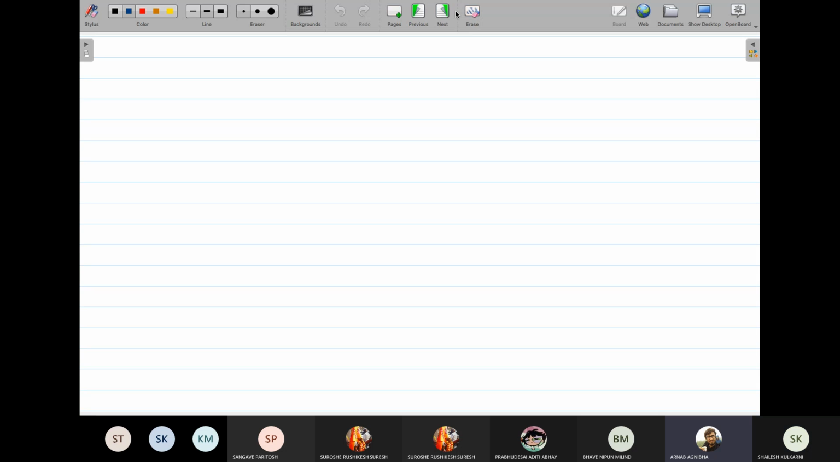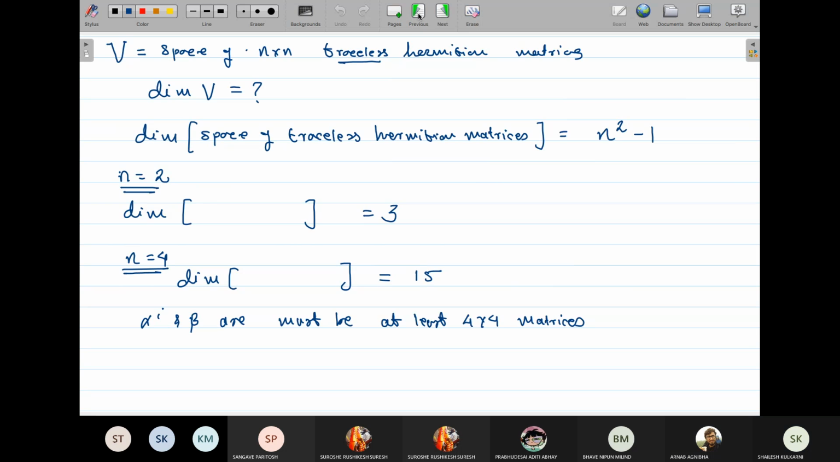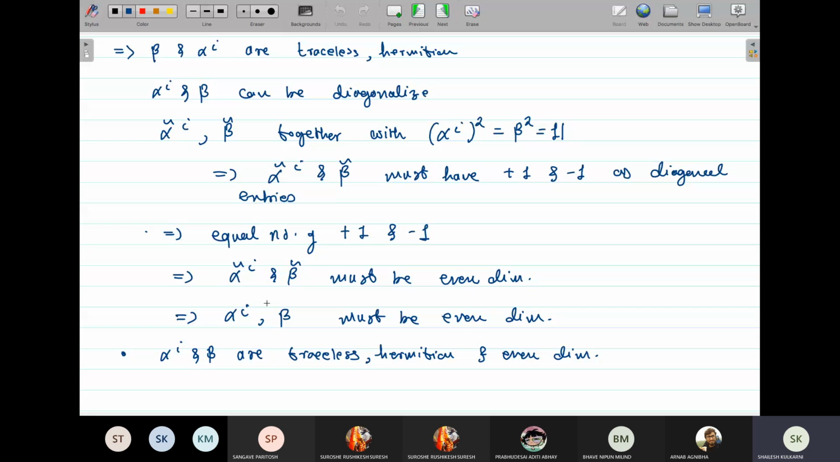Sir, can you explain this part again, why this alpha and beta must be 4 by 4 matrices? See, we agreed that the dimensionality of the space of traceless Hermitian matrices is n square minus 1. We also agreed that the alpha i's and beta are traceless Hermitian and even dimensional. That means they could be 2 cross 2 or 4 cross 4 or 6 cross 6, etc. So I need a vector space which is big enough to accommodate these 4 matrices: beta and alpha 1, alpha 2, alpha 3. So I need 4 independent traceless Hermitian matrices.